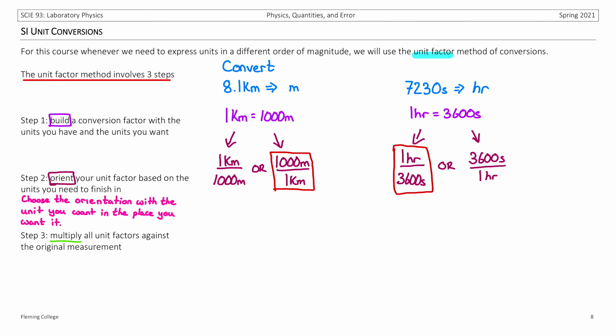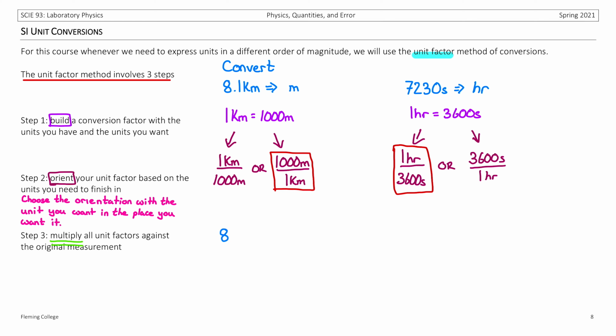Step number 3 is to multiply all unit factors against the original measurement. Here we only have one unit factor for each of our examples, but you should note that if we needed more than one, we can just keep multiplying on more unit factors until we get the desired conversion.